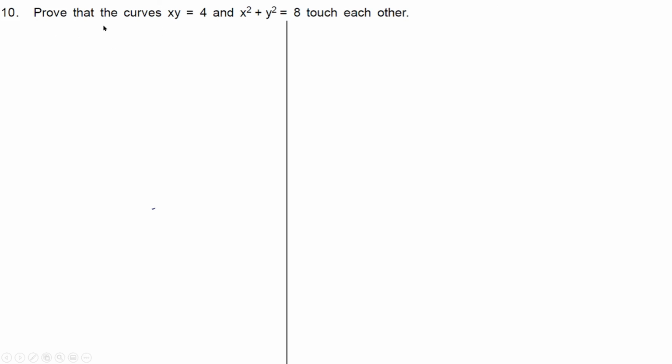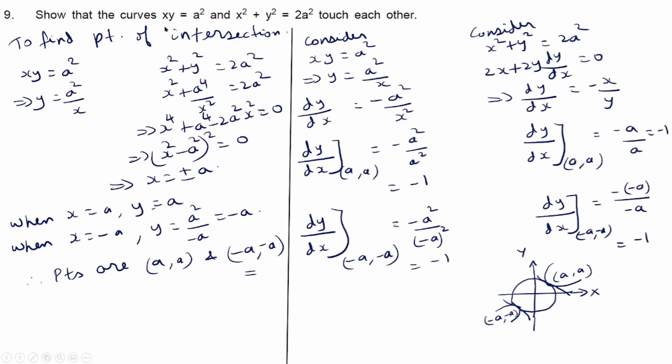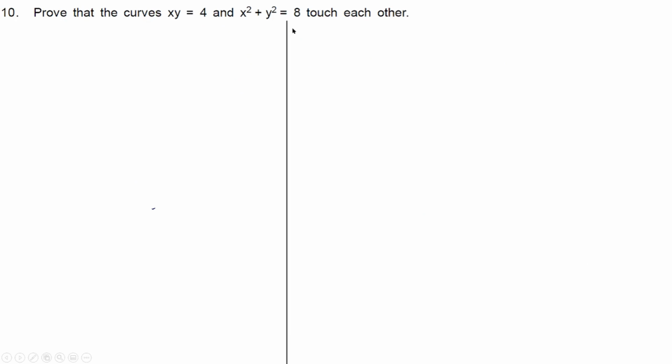The next question: prove that the curves xy equal to 4 and x square plus y square equal to 8 touch each other. Again it is similar to the previous question. In the previous question it is xy equal to a square and x square plus y square equal to 2a square. Here it is xy equal to 4, that is, a is 2. So it is a similar question with a as 2. So again we have to proceed in a similar manner, just how we did the previous.